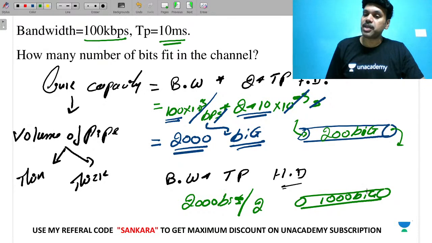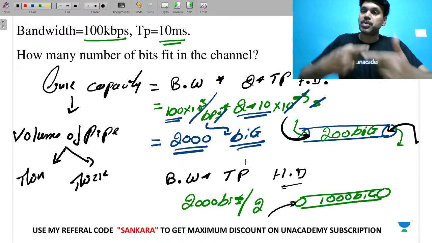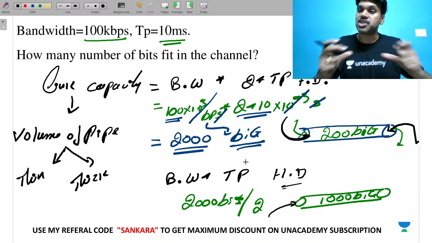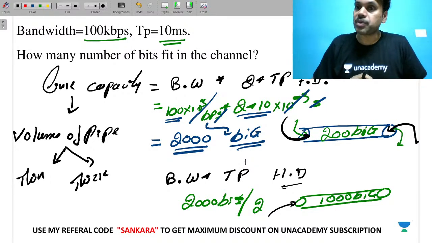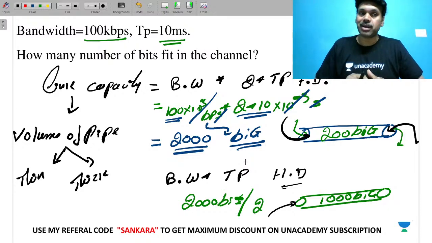That means what is the meaning of half duplex communication? Only one party is sending, the other party is receiving. But here, this party also can send and this party also can send, and 1000 bits from the sender side and 1000 bits from the receiver side, both will be at one particular position, which is nothing but the volume of your pipe or the number of bits which are there in your cable.